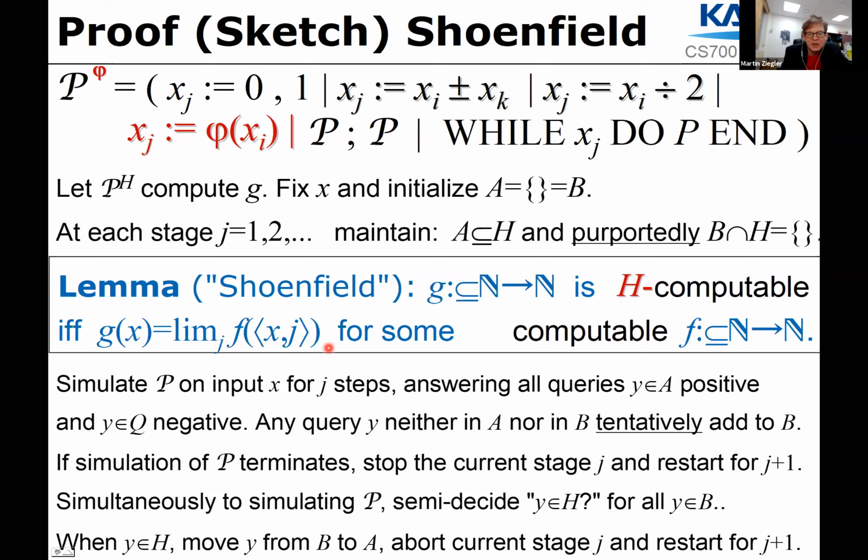So this concludes the proof sketch of the Schoenfield limit lemma, which says that given oracle access to the halting problem is equivalent to being able to compute something eventually, only in the limit computability. That's also something that people in artificial intelligence considered, like for instance Frank Stefan in Singapore.